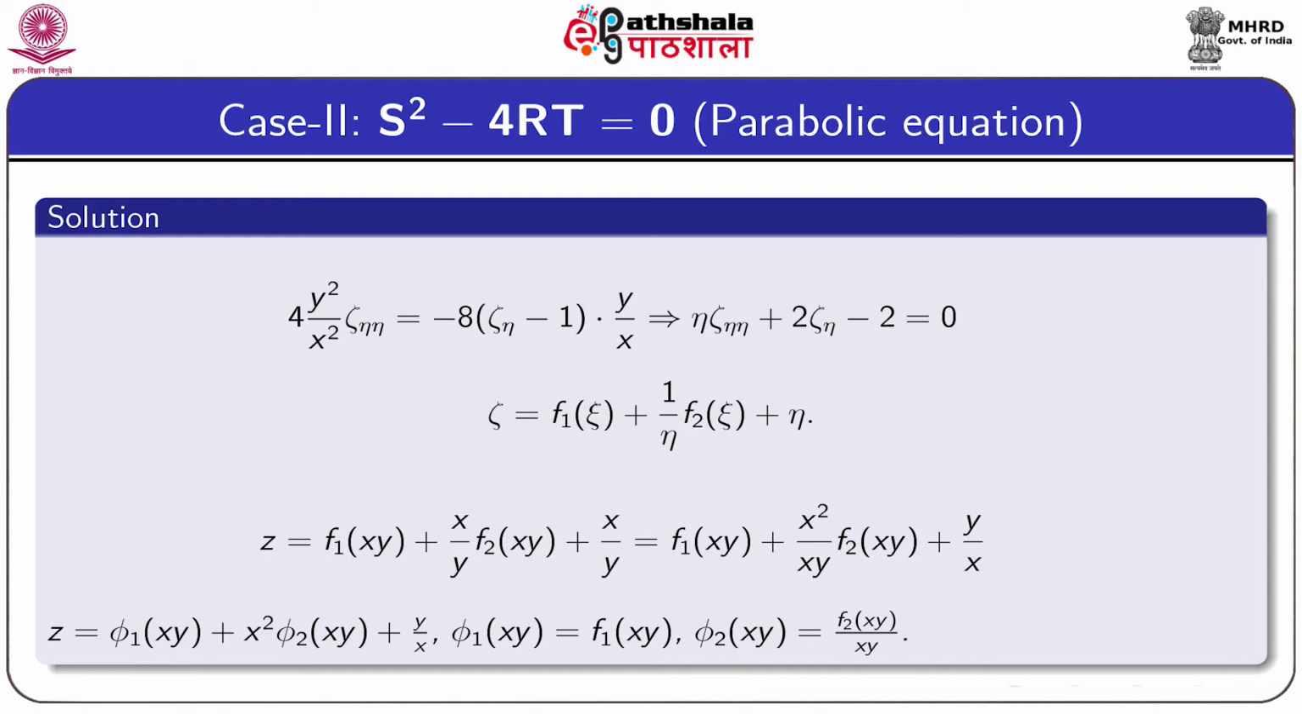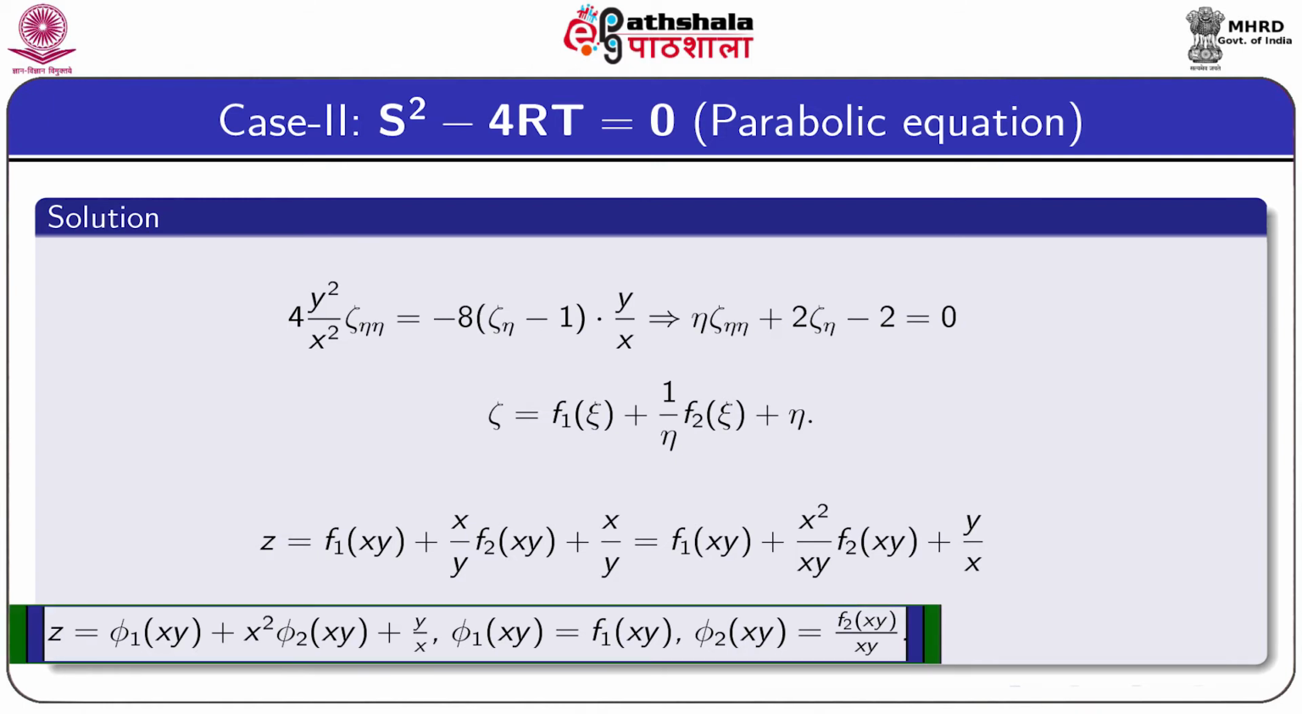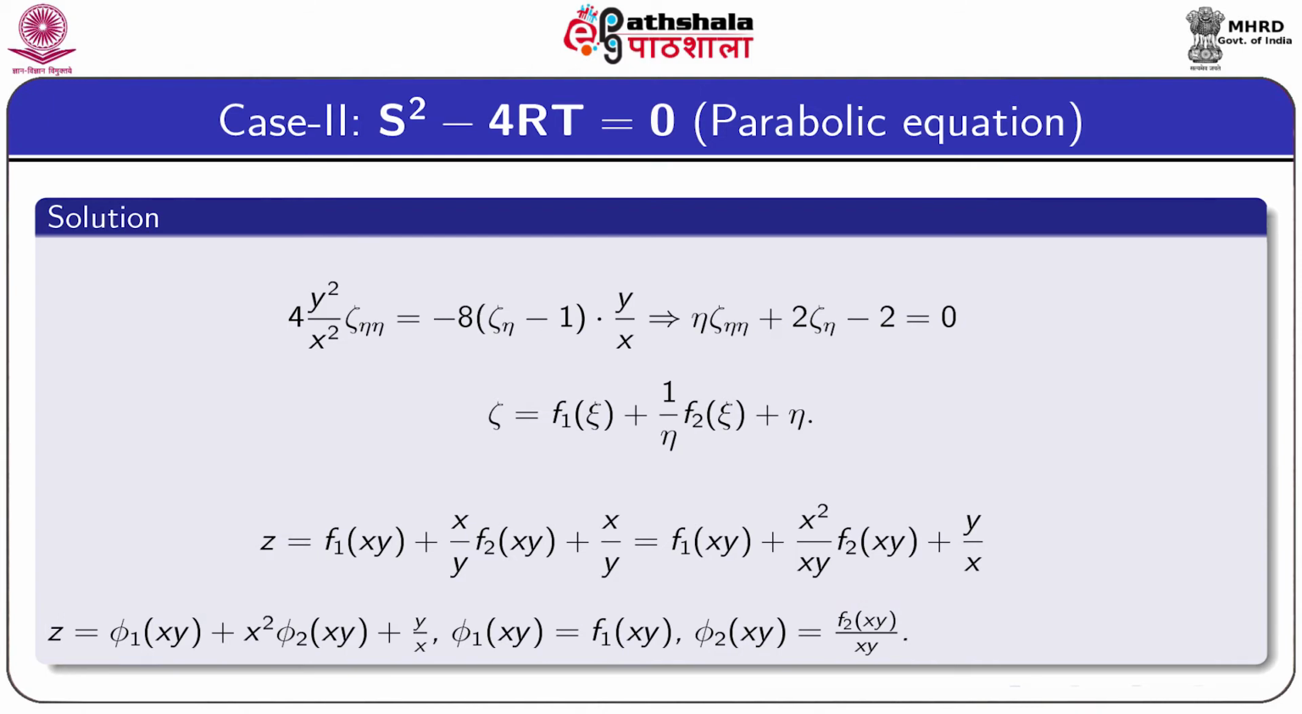So, z equals f1(xy) plus x by y f2(xy) plus x by y. It can be written in a different form like this: f1(xy) plus x square by xy into f2(xy) plus y by x. So, it can be written as z equals phi 1(xy) plus x square phi 2(xy) plus y by x, where phi 1(xy) is f1(xy) and phi 2(xy) is f2(xy) by xy.